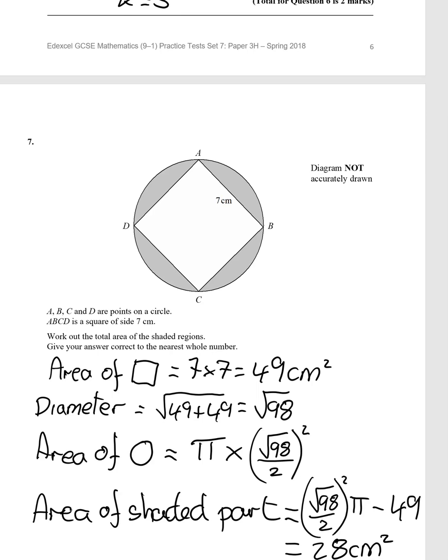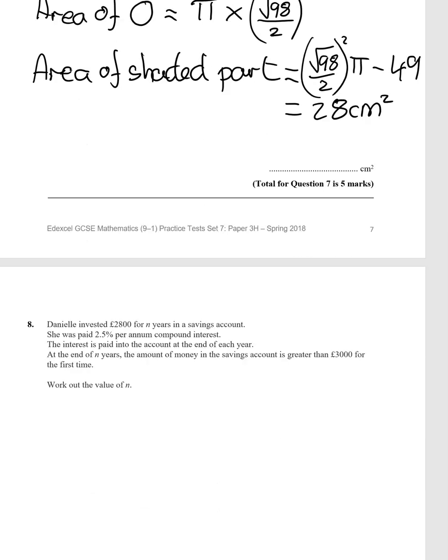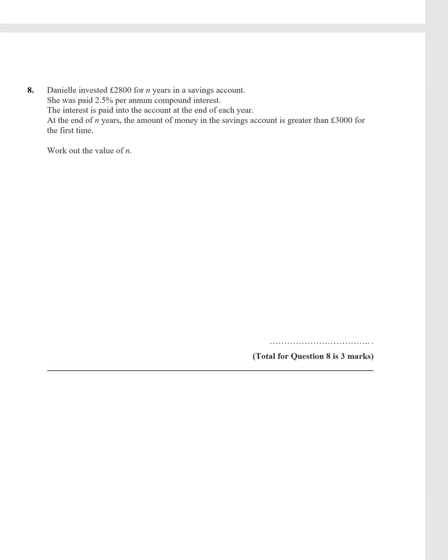Okay, next question. Question 8. Daniela has invested 2,800 for n years in a savings account. She is paid 2.5% per annum compound interest. The interest is paid into the account at the end of each year. At the end of n years, the amount of money in the savings account is greater than 3,000.